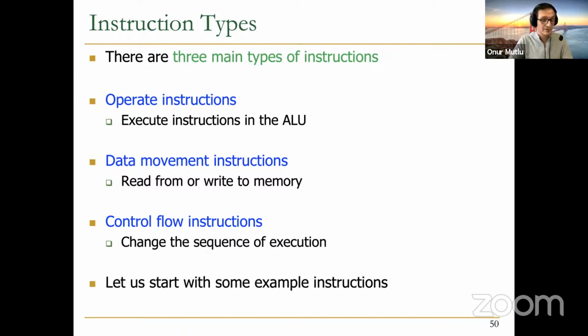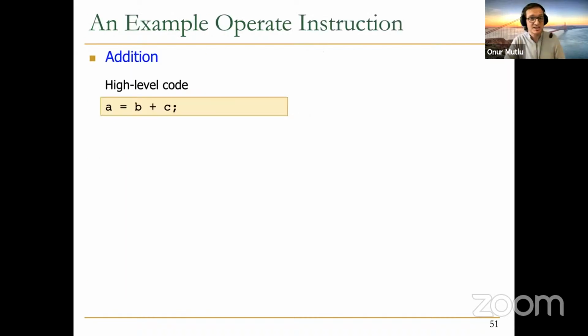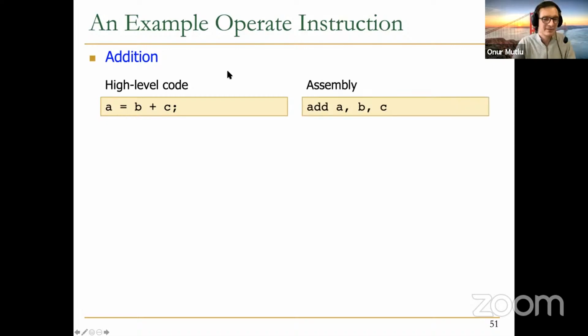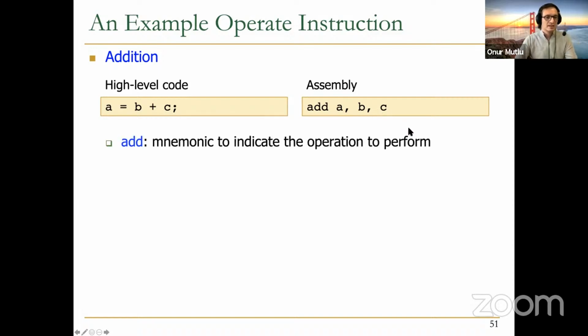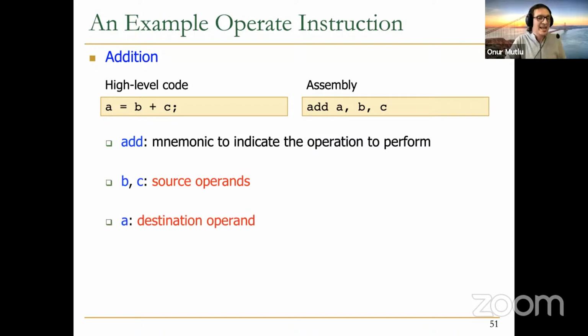We're going to see all kinds of instructions, and we'll start with some example instructions. Let me give you the high level code for addition, for example. An example operate instruction, a simple one, is addition. In a high level programming language, you can do something like this: variable A gets assigned B plus C. Assembly is very similar. Instead of doing this assignment, you just say add, with some convention. The destination is A, and the sources are B and C, as you can see. Add is really a mnemonic to indicate the operation to perform in assembly. B and C are source operands, and A is the destination operand.